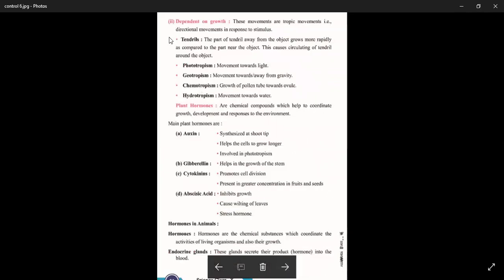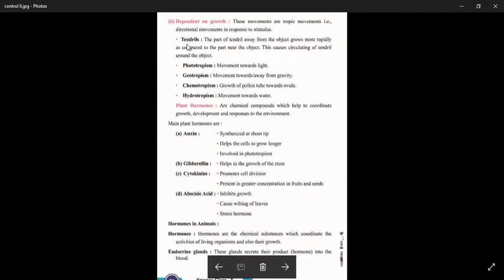Next, movement dependent on growth. These movements are called tropic movements, that is, directional movement. It means growth. For example, the tendril. The part of the tendril away from the object grows more rapidly as compared to the part near the object. This causes the circling of the tendril around the object.